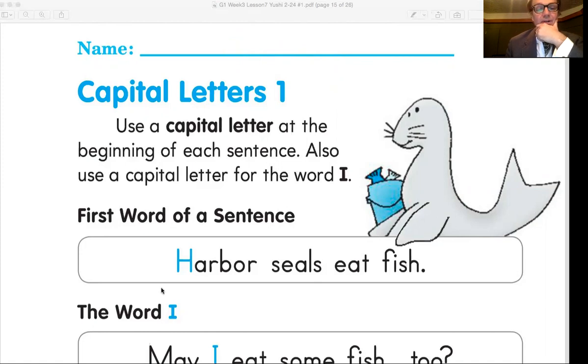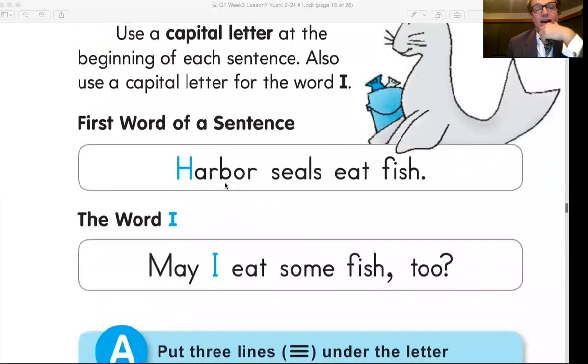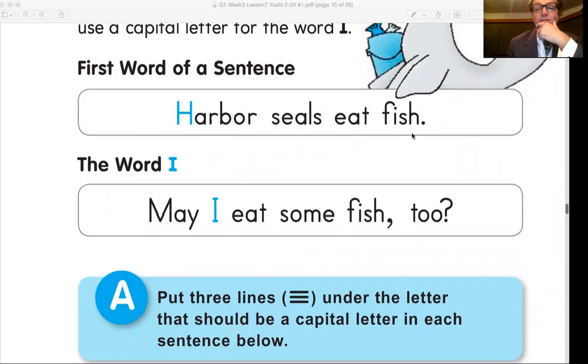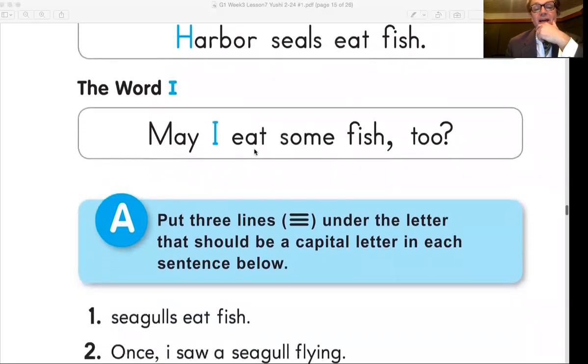Use a capital letter at the beginning of each sentence. Also use the capital letter for the word I. So here we go. Harbor seals eat fish. Harbor seals eat fish. Do you see what they did there? May I eat some fish too? Oh, see, it's not the first word, but we capitalize it because it's the standing straight I, right?